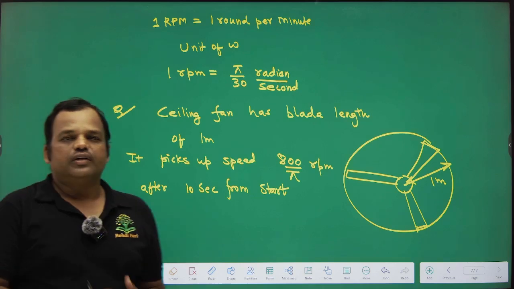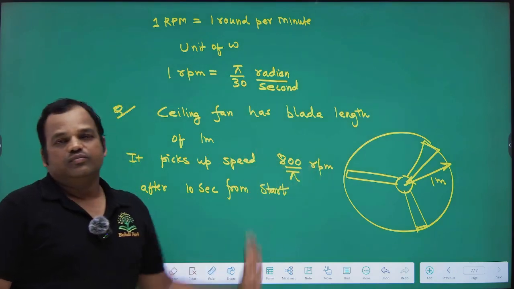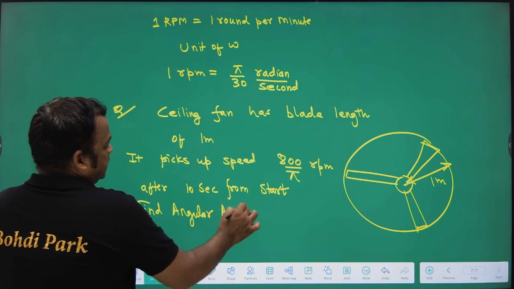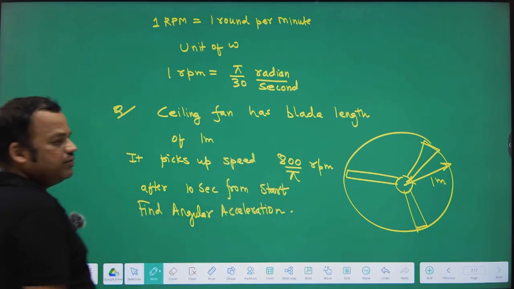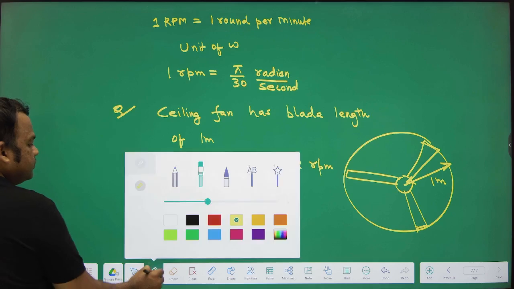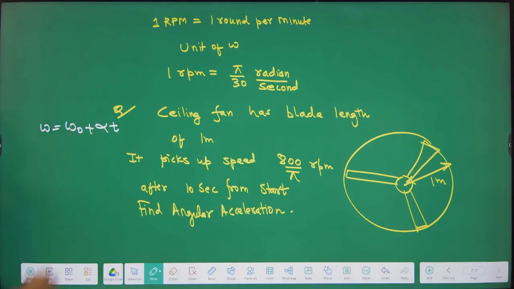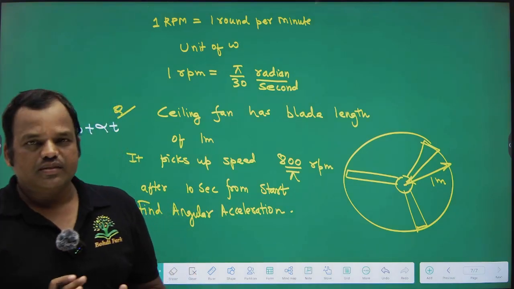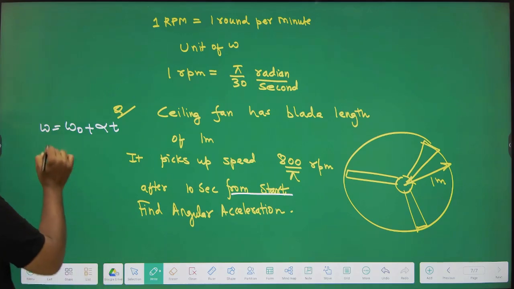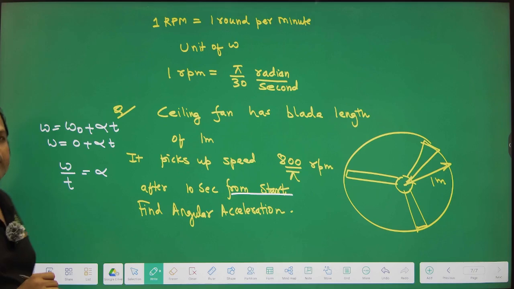We are observing the motion for 10 seconds. After 10 seconds, the angular speed is 800 by pi rpm. Find angular acceleration. So how to solve this type of question? Again, we will use the first equation of motion, which is omega is equal to omega naught plus alpha t. So the initial angular velocity is 0 from start. Start means it is at rest initially. So omega is equal to 0 plus alpha t. So we have alpha is equal to final angular velocity divided by time taken.